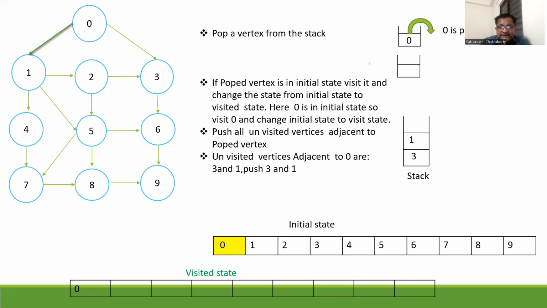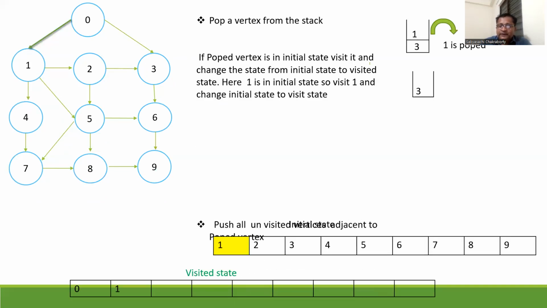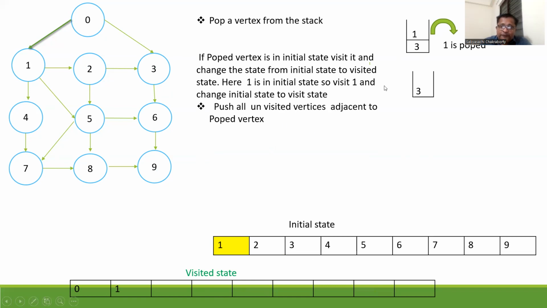So since 1 is not there in the visited state till now, 1 can be popped out comfortably and 1 can be explored. Whenever 1 is popped, at that moment 1 will be omitted from the initial state and included in the visited state. So 1 will be included in the visited state array and excluded from the initial state array. And 1 will be explored. The descendant adjacent nodes of 1 are 4, 5, and 2.